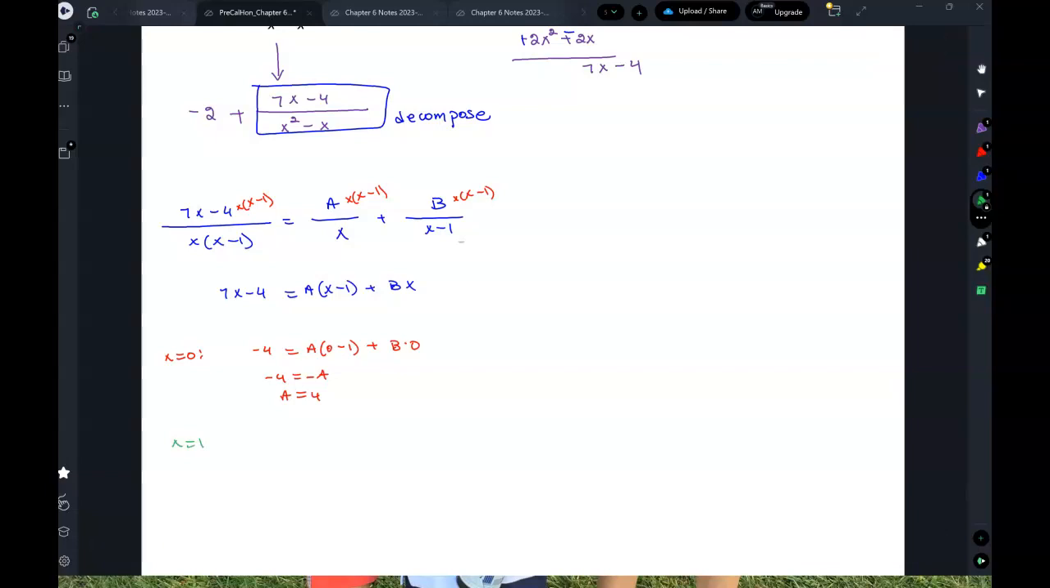Right. So 3 equals A times 0 plus B. Oh, how cute. B is just 3. Now, here's what students always forget. I'm going to write the whole function again one more time: -2x squared plus 9x minus 4 over x squared minus x. This is equal to, first, the -2 from our long division, plus, what do I have? 4 over x.